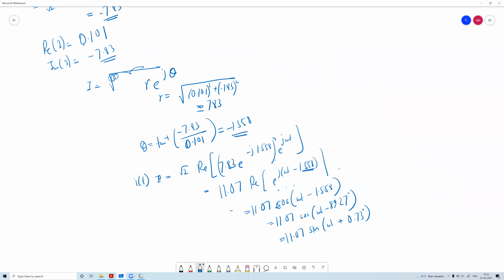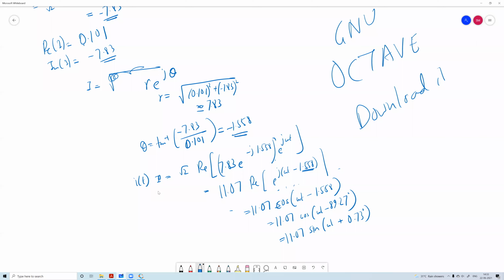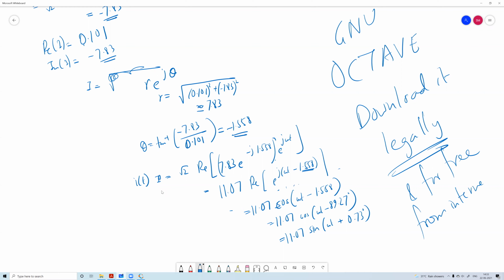The software is called GNU Octave. You can download it for free and legally. There is no crack. There is nothing illegal. You can fully legally download it for free.